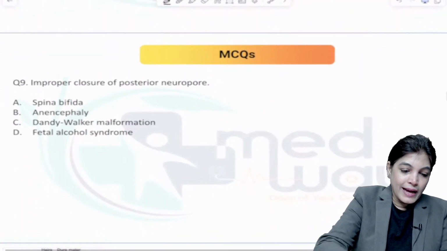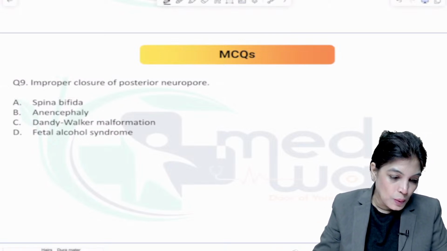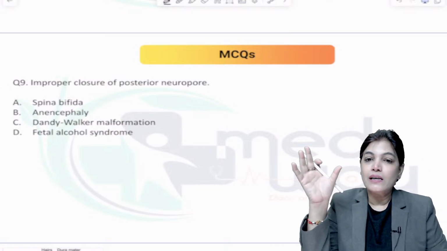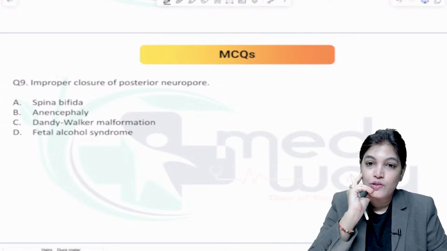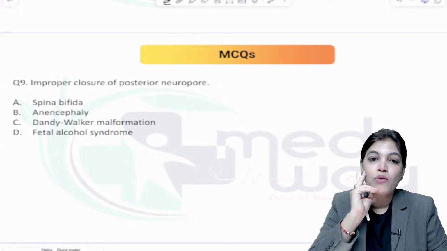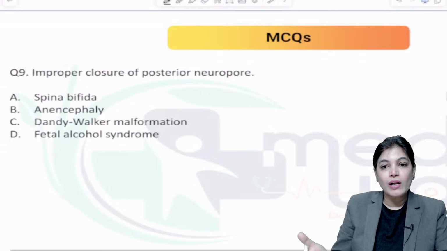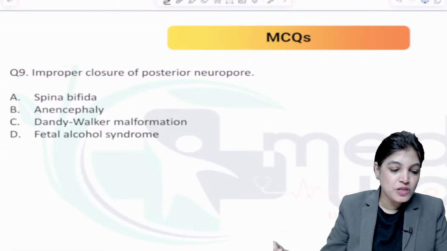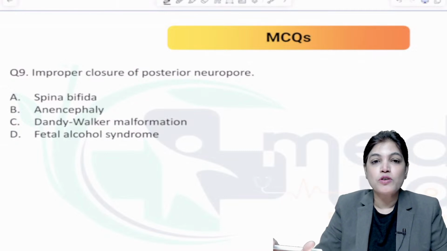Now, I would also like to discuss the next question, that is question number 9, with you. It was another embryology clinical question, related to improper closure of the posterior neuropore. The students said there was a spina bifida question, so I think there must be something written about the improper closure of the posterior neuropore.